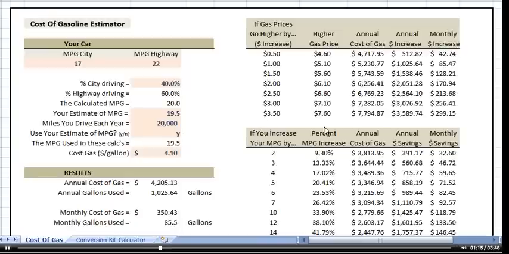And then over here to the right we get a little bit more information. We can see that if gas prices were to increase by 50 cents a gallon over our entered number, 460, what our annual price would be and what the annual increase would be, and monthly. And then importantly, we're able to see that if we were able to increase our miles per gallon by 2 over the number we used in the calculations, which is about 9.3%, what our annual cost of gas would be and how much we would save annually given that improved miles per gallon.